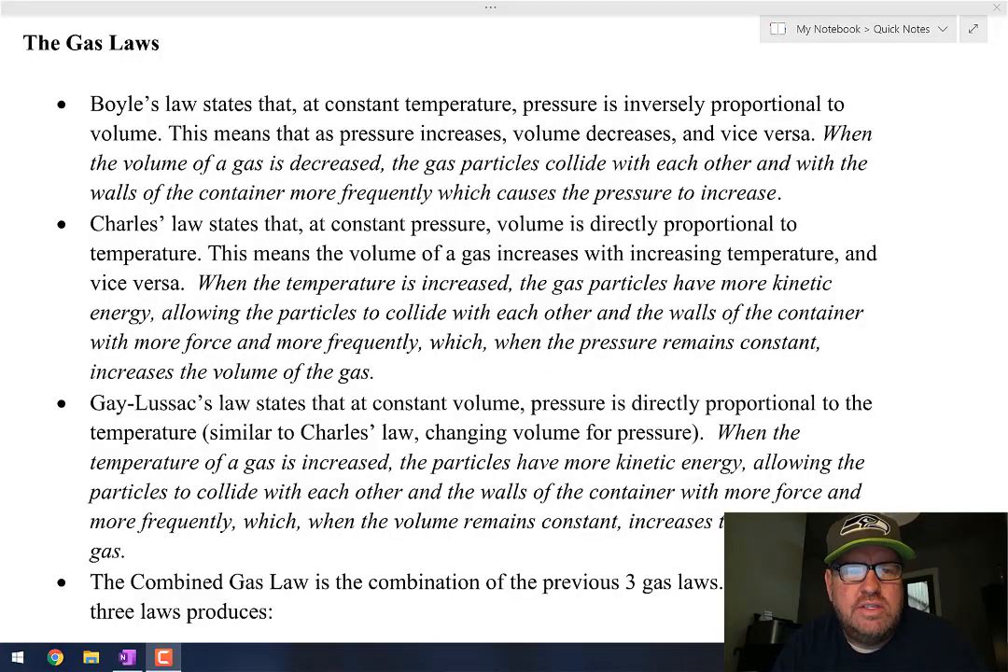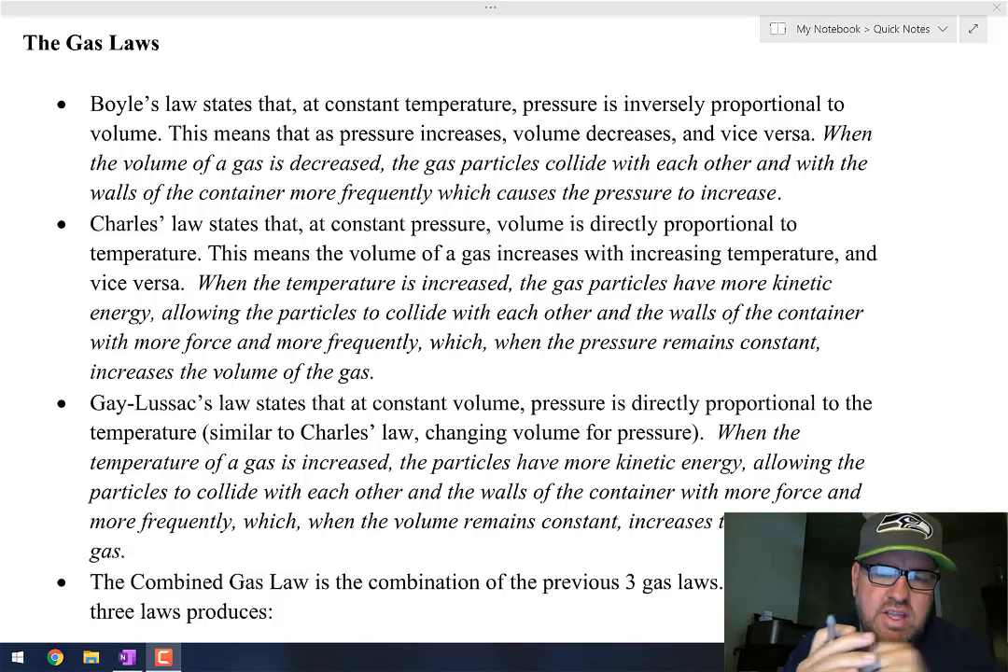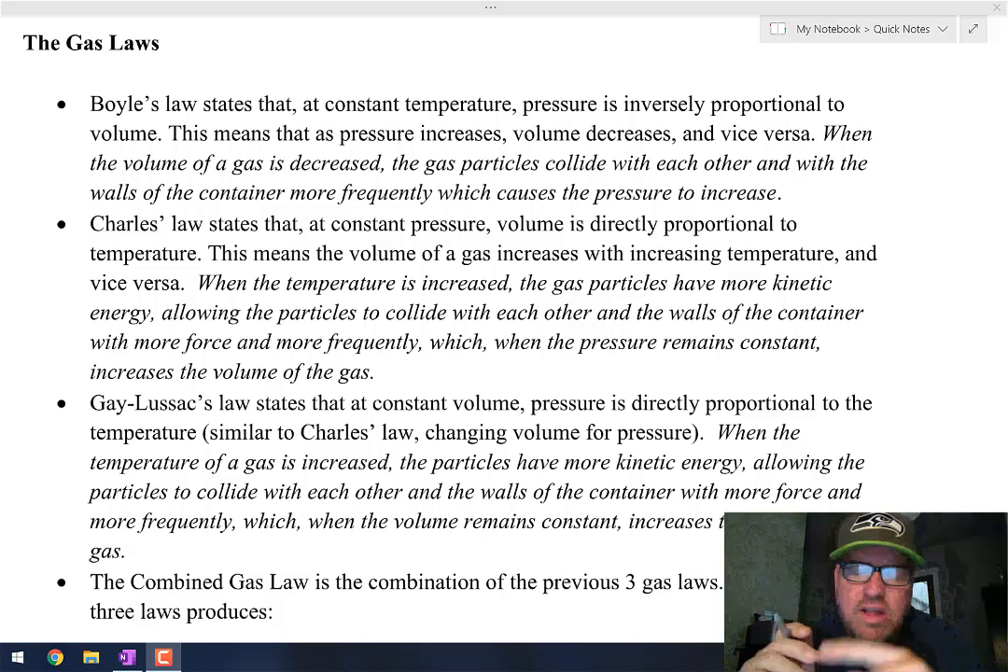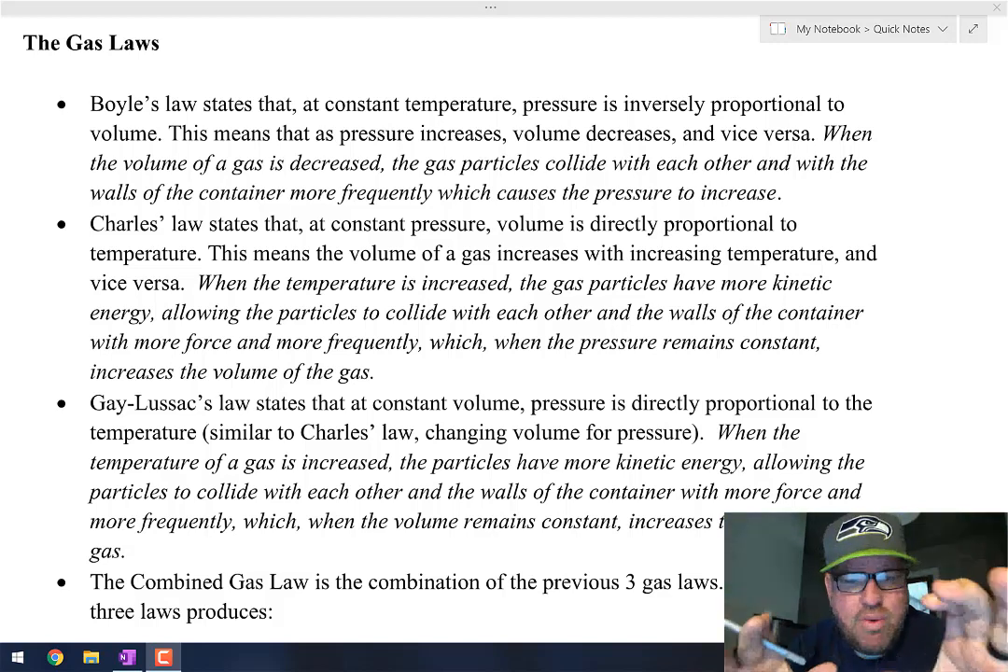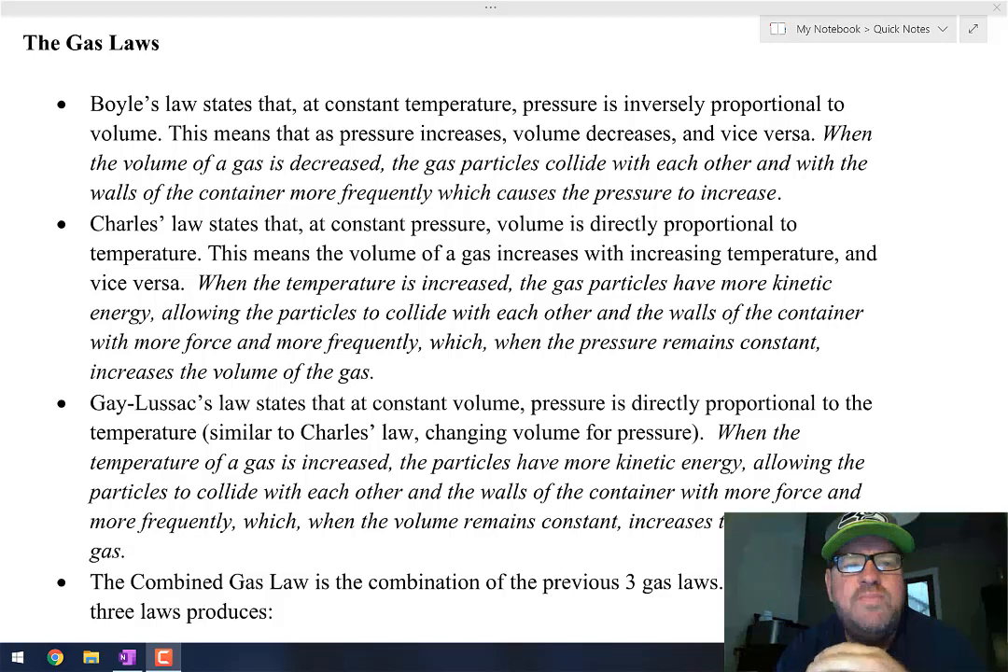Today's video is about what are called the gas laws, and there's three main gas laws that you should be familiar with in terms of chemistry. All three of them deal with changing one condition of the gases and how it affects the other gases. Now, a lot of times these questions are not math questions, they're just thinking questions.